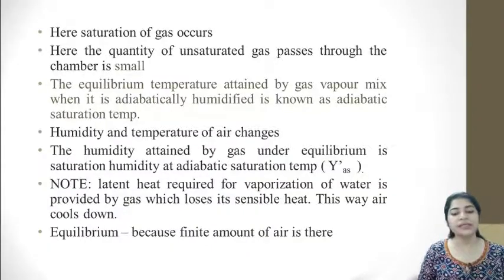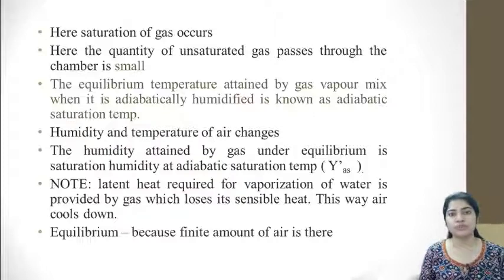Now, the humidity attained by the gas under equilibrium is the saturation humidity at the adiabatic saturation temperature. That saturation humidity is Y dash AS. See, I am applying a dash over it. It means it is a saturated condition. No more water can be transferred now into the air. So it is in your saturation condition.